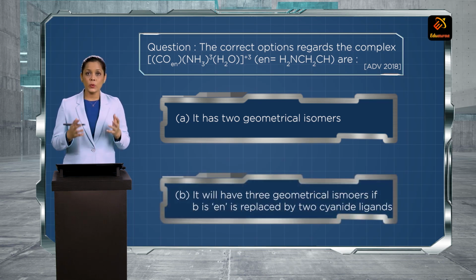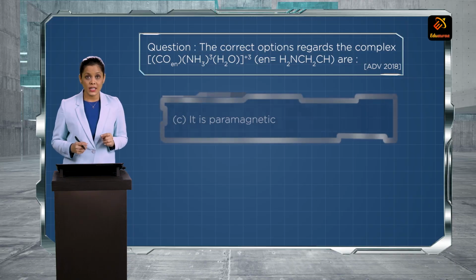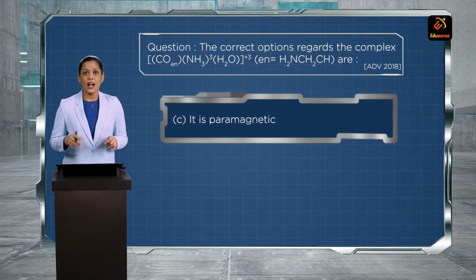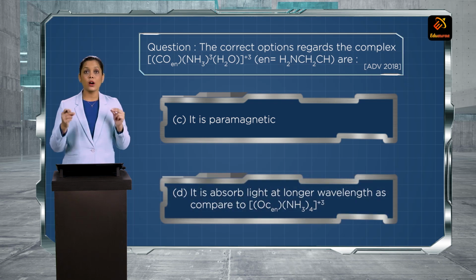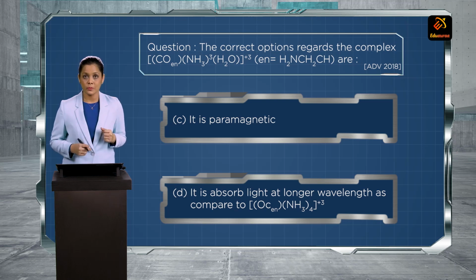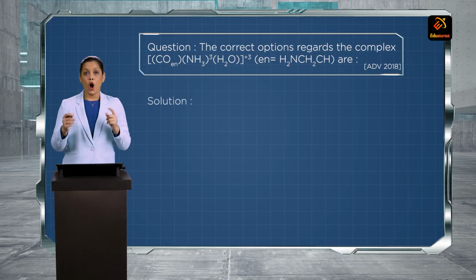Option B, it will have 3 geometrical isomers if bidentate En is replaced by 2 cyanide ligands. Option C, it is paramagnetic. And option D, it absorbs light at a longer wavelength as compared to the complex [Co(En)(NH3)4]3+. Now students, in order for us to solve this question, let's see the options one by one. Option A.